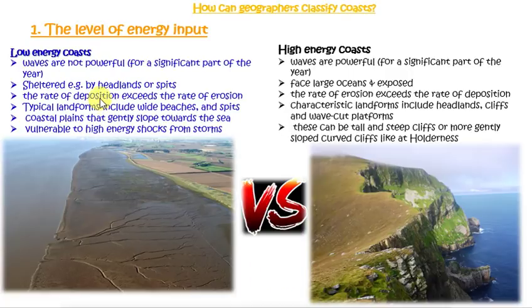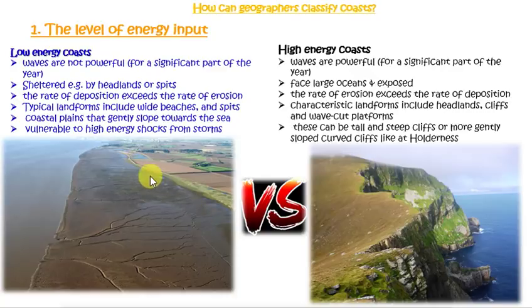Now, if we think about a coastal system as having inputs, processes and outputs, then normally, because we've got low energy waves, the rate of deposition, so sand and sediment, we tend to get more being deposited than what's being removed by erosion. And you can see that in this photograph on the left. With mud flats, we get deposition of landforms like wide beaches, spits, sand dunes, salt marsh, and you can see that in the photograph.